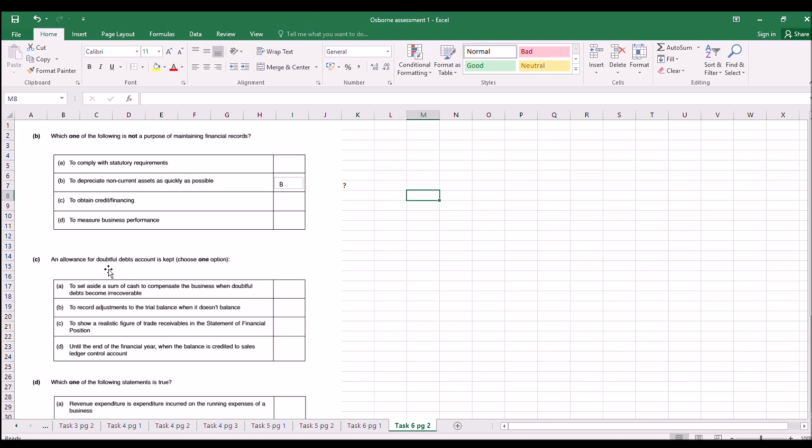Right, okay, an allowance for doubtful debts account is kept. Let's see what the question is here. To set aside a sum of cash to compensate the business when doubtful debts become irrecoverable. Possible. I mean, I don't like the word compensate, but it's there. To record adjustments to the trial balance when it doesn't balance. No, that's a suspense account. To show a realistic figure of the trade receivables in the financial statements position. That's a much better plan there, though. That's a way better answer.